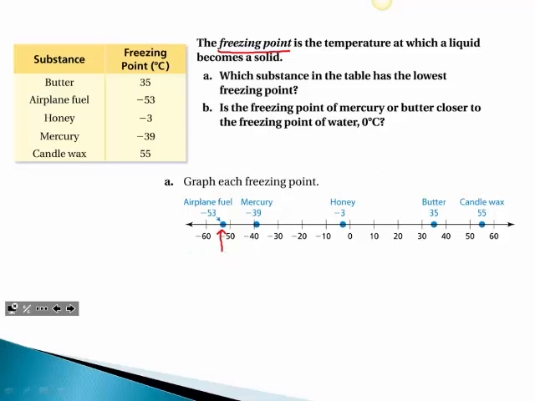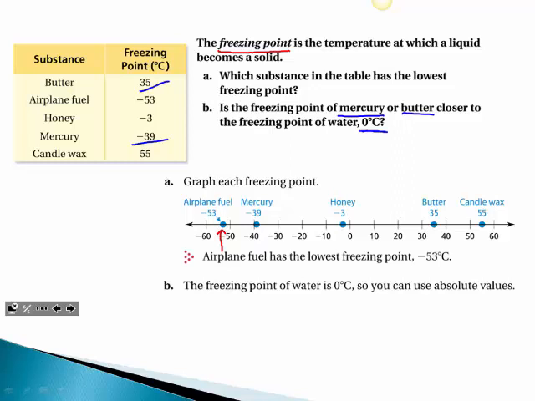Okay, the next question is asking, is the freezing point of mercury or butter closer to the freezing point of water, which is 0. Mercury's -39 and butter's 35. Since the freezing point of water is 0, we're just trying to figure out the distance from 0. So we can use absolute values to solve that.